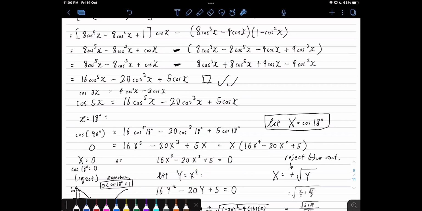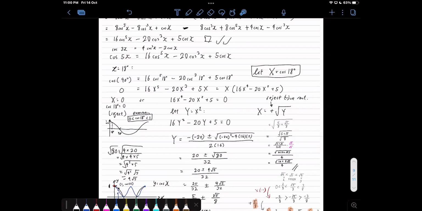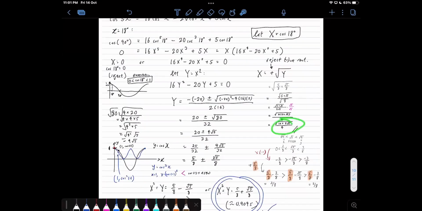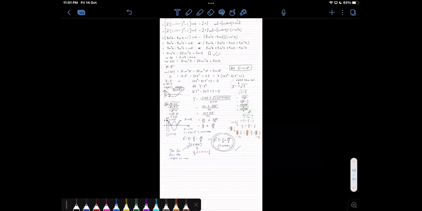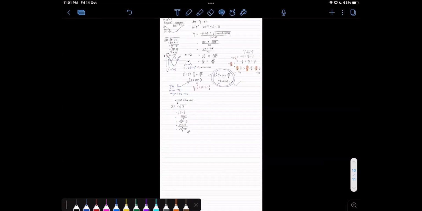Okay. Yeah, that's all. That's how you derive the value for cosine 18 degrees. Sorry, maybe I should make it at the bottom since this is the final conclusion. I'll just make it big. Super big. Yeah, our conclusion. Nice. All right.